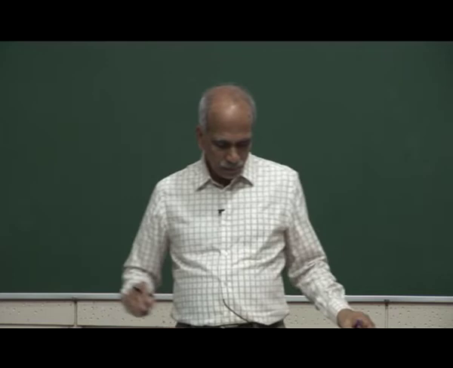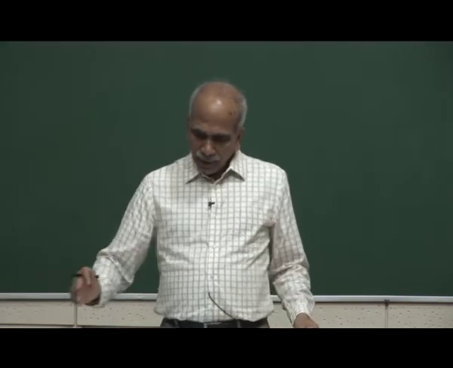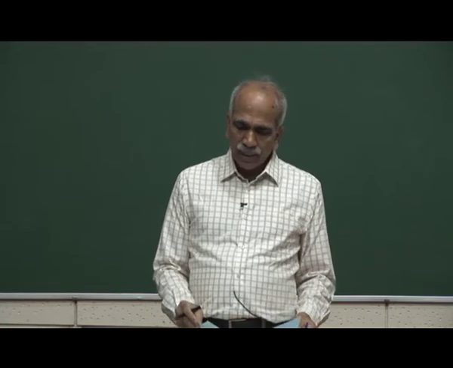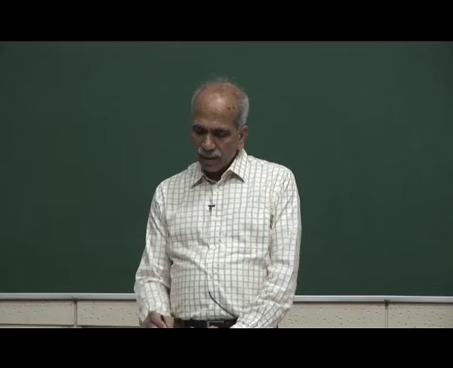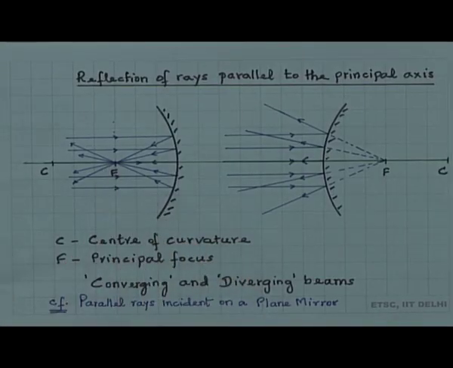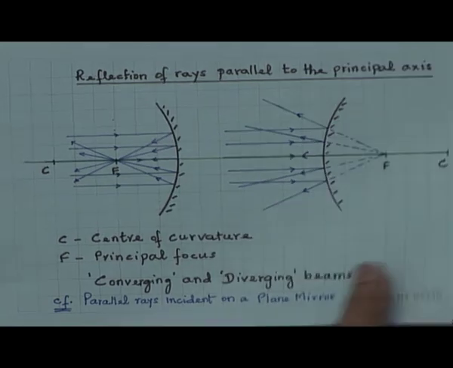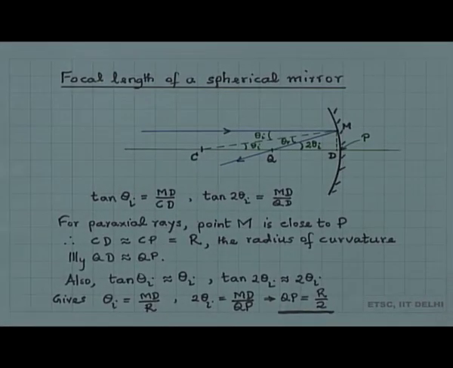Now, let me come back to the problem where I said that all parallel rays which are incident on this get focused to a point f. So, we said how do we know this? Let us discuss this. So, here I am discussing this topic, focal length of a spherical mirror.